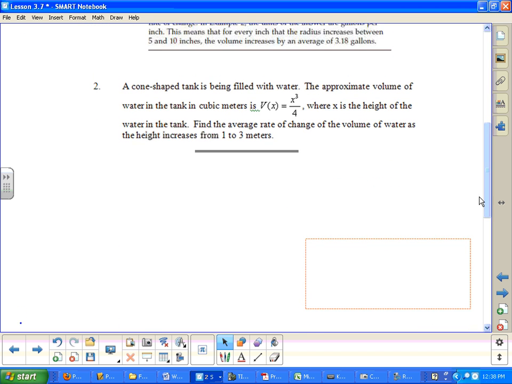So here we have a cone-shaped tank being filled with water. The approximate volume of water in the tank in cubic meters is given by that function, where x is the height of the water in the tank. Find the average rate of change of the volume of water as the height increases from 1 to 3 meters. So you can take your calculator.